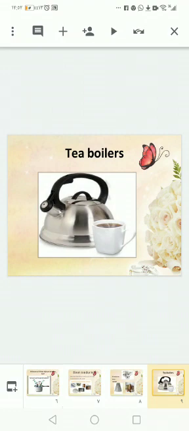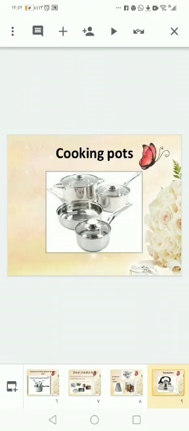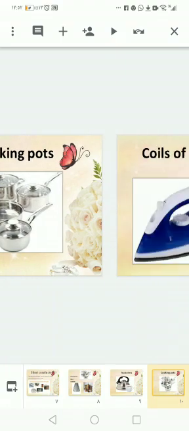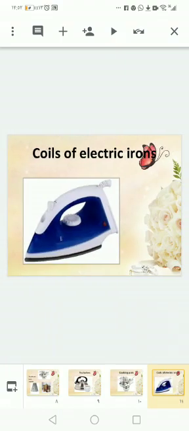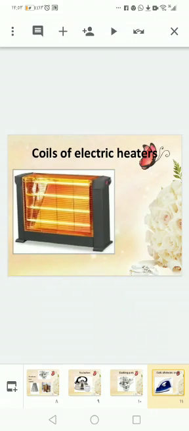Uses of heat conductors: tea boilers, cooking pots, coils of electric irons. What is the meaning of coils? Coiled means arranged in a spiral manner, or a sequence of rings inside objects. A sequence of rings is called coils. Coils of electric heaters.